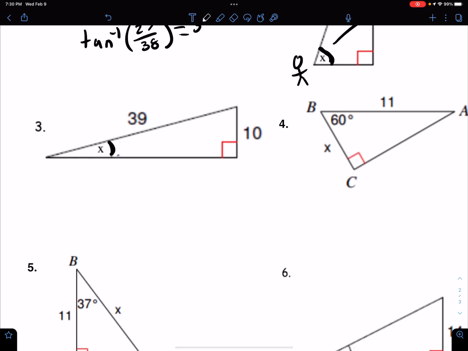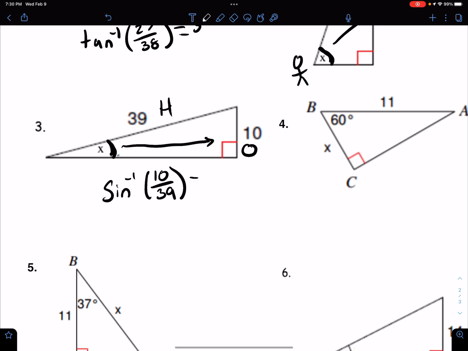So this one, here's my x. Okay, so I look directly across. I have an opposite over a hypotenuse. That tells me it's going to be the inverse of sine. And I'll say that is 10 over 39. And that's equal to, oh, my calculator has an add. Okay, so I'll do 10 divided by 39. Okay, and that's roughly 14.86 degrees.